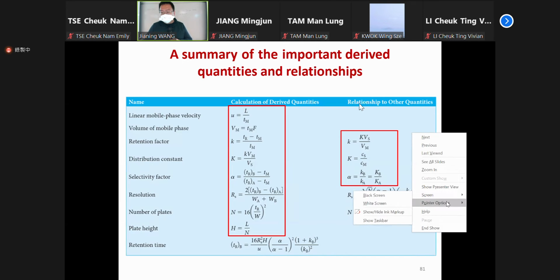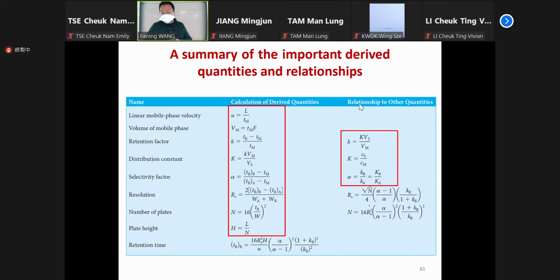And this one, although I don't ask you to know how to write the exact form of this equation, but this relationship, the relationship between these two is very, very important. You must not forget this.